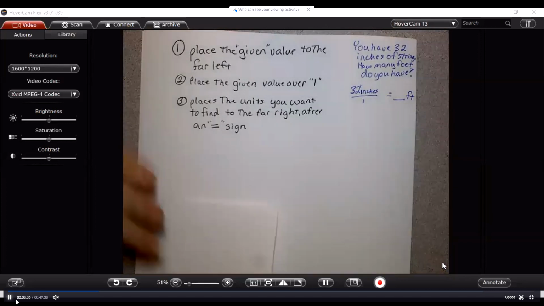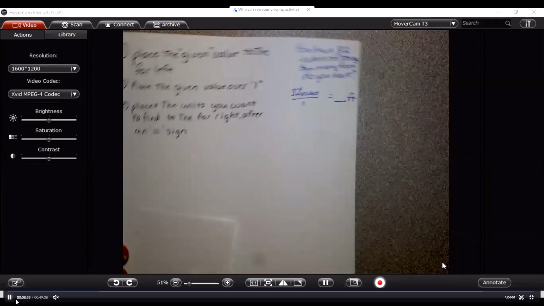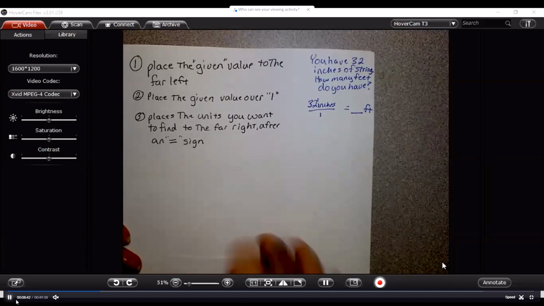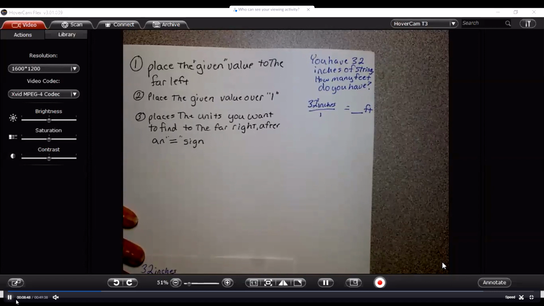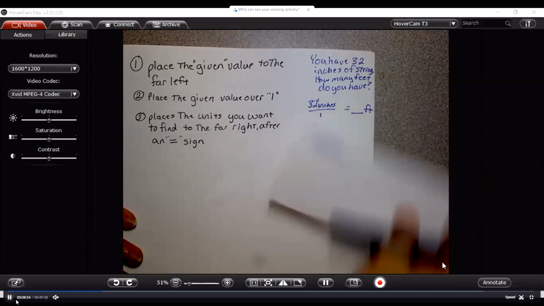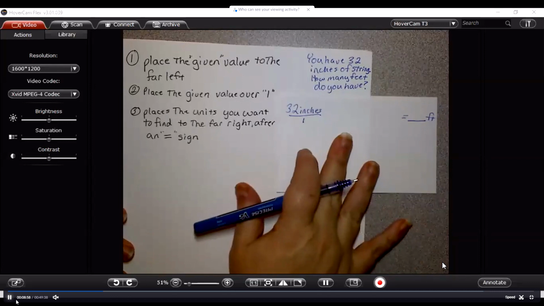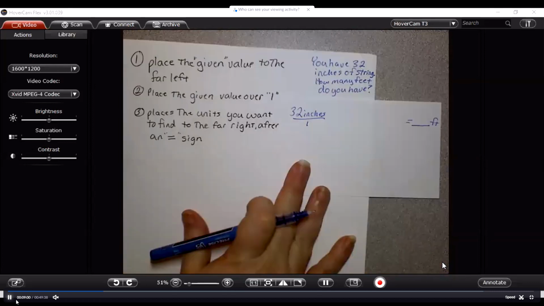And now I'm going to go ahead and get out a note card and give myself a little bit of extra space here so that I have some more room to write so it's not all scrunched together. Hopefully this will help you be able to see it a little bit easier as well. So step 1, 32 inches on the far left. Step 2, put it over 1. Step 3, set it equal to blank feet because that's what we're going into.